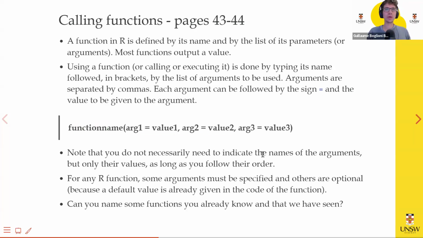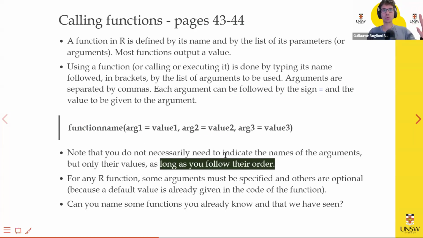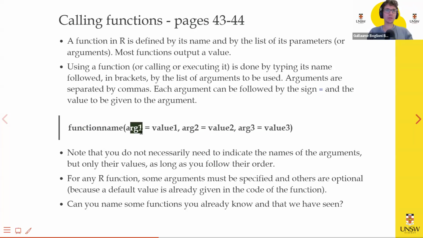You do not necessarily need to indicate the names of the arguments, only their values, as long as you follow the correct order. If you know that what goes first is whatever this argument is, you could just use function name, value 1, value 2, value 3. But obviously, the order matters, and we're going to see an example of this in a moment.